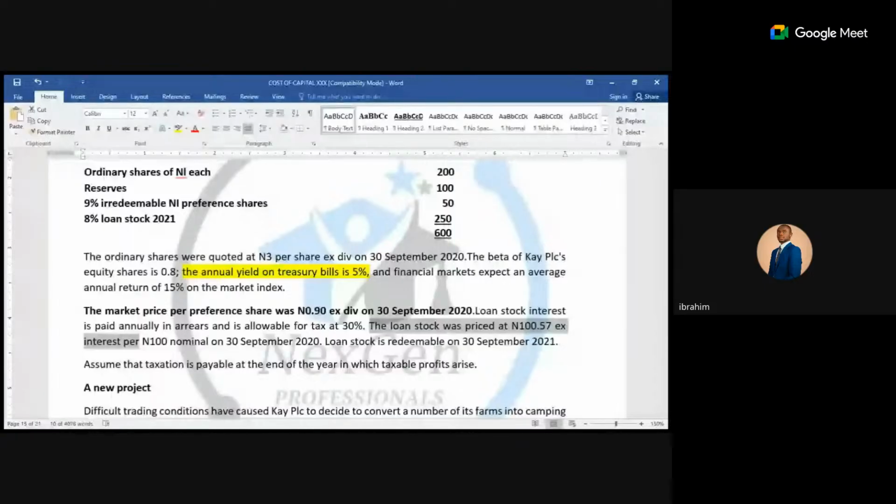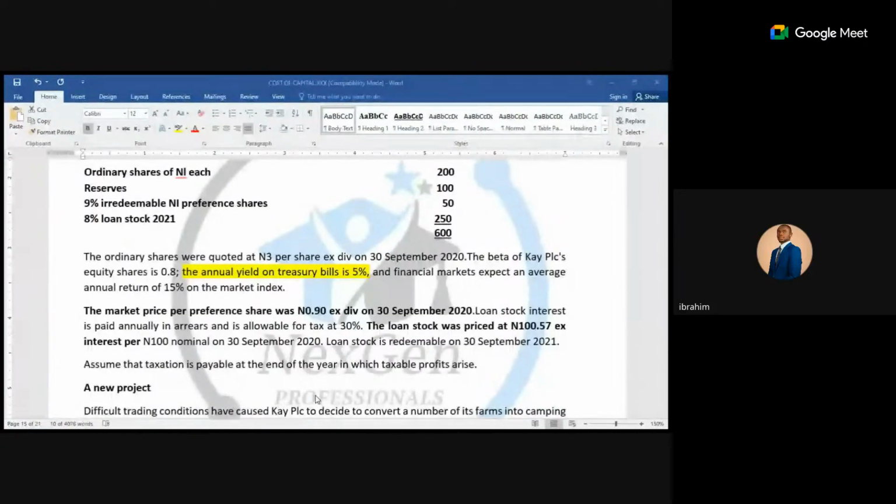Plus, let's assume that it is not ex interest. Now, let's assume that the question now says the loan stock was priced at 100 naira 57 kobo without saying that it is ex interest, right? What is that? Is it cum div or ex div? If the question says the loan stock was priced at 100 naira 57 kobo, is it cum div or ex div? Cum interest. Cum interest.